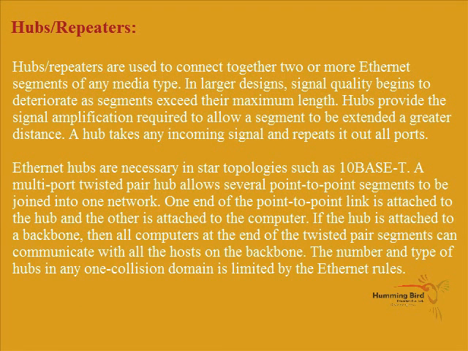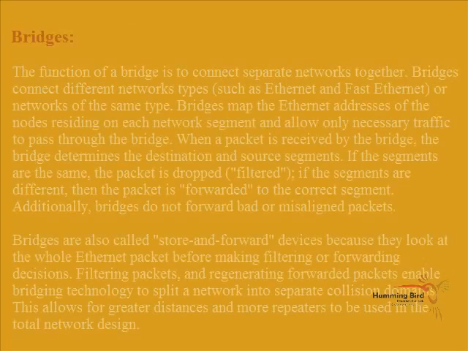Ethernet hubs are necessary in star topologies such as 10-T. A multi-port twisted pair hub allows several point-to-point segments to be joined into one network. One end of the point-to-point link is attached to the hub and the other is attached to the computer. If the hub is attached to the backbone, then all the computers at the end of the twisted pair segments can communicate with all the hosts of the backbone.